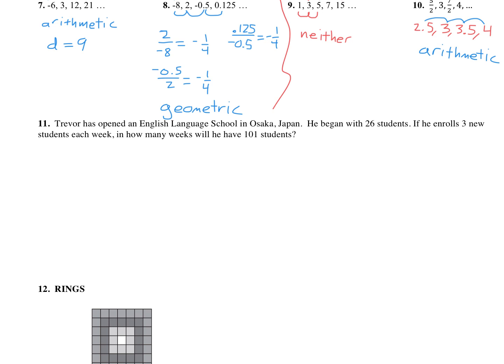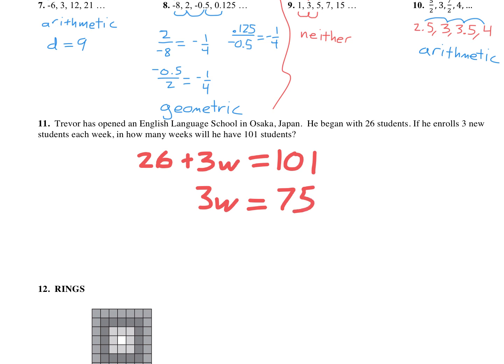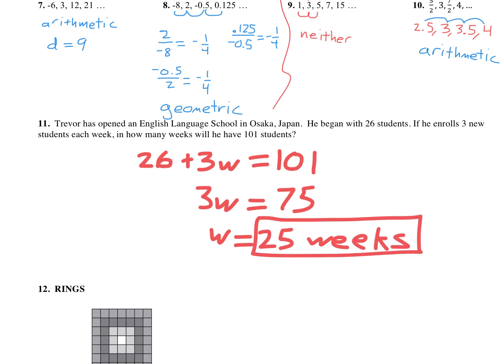So we don't have to think of this as a series or as a sequence. We can think of it as a linear equation. So they have 26 students today. They're going to add 3 students each week. We don't know how many weeks, so I'll call it W. We want to know in how many weeks will it be 101. All right, so that's a basic 2-step equation. Subtract 26 from both sides. We get 75. So it will take 25 weeks. Assuming they can stay on that consistent trend.